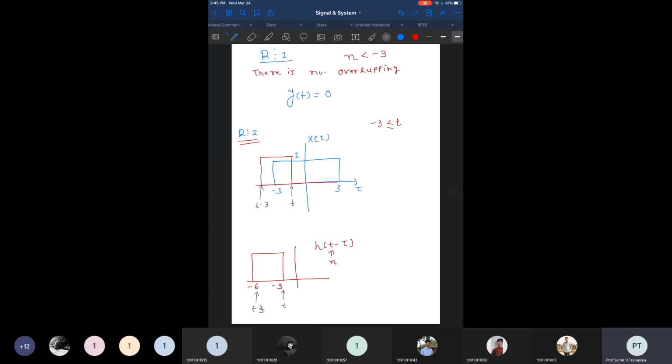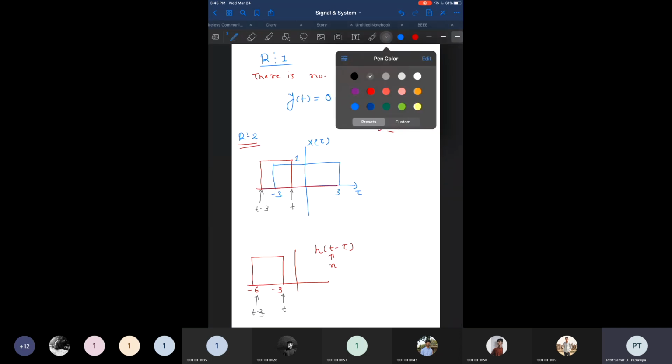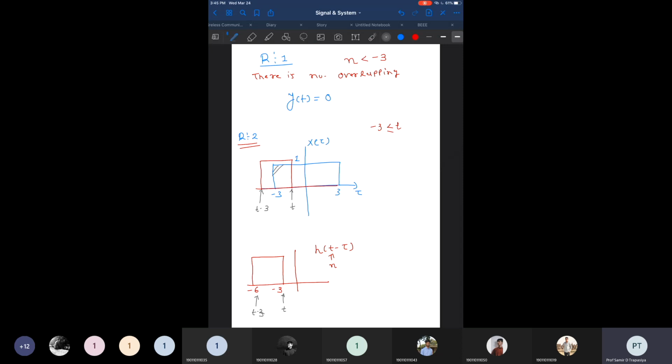Okay, so now if we go inside, we will find the overlapping area. This is the overlapping area where both the signals are present. And this overlapping area is basically covered by this t minus 3. So this is the upper bound, and this t is the lower bound.